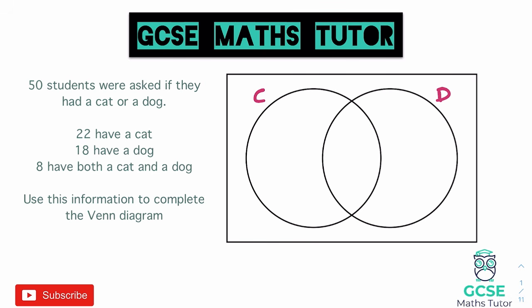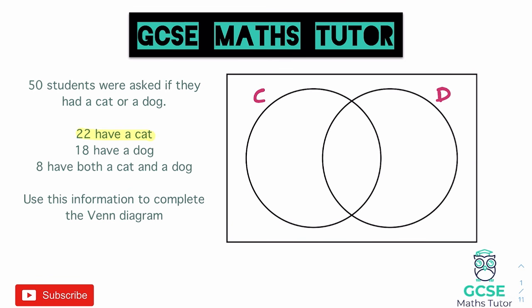So looking at this question, it first says to us that 22 have a cat. Now the problem with the Venn diagram is we can't just put 22 in this cat section because there are some people that also have a dog, so some of them are going to have to go in there. So don't just put the first number in straight away, instead let's read through the entire question and see what information we have been given that could be put straight in.